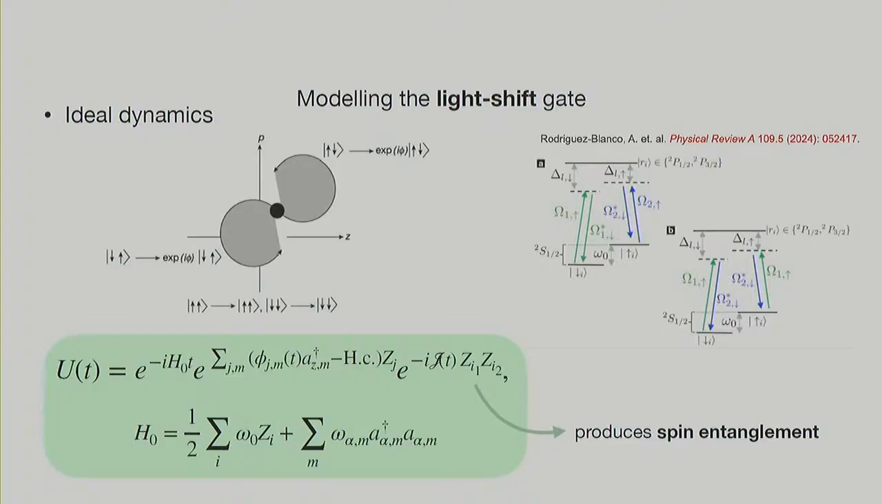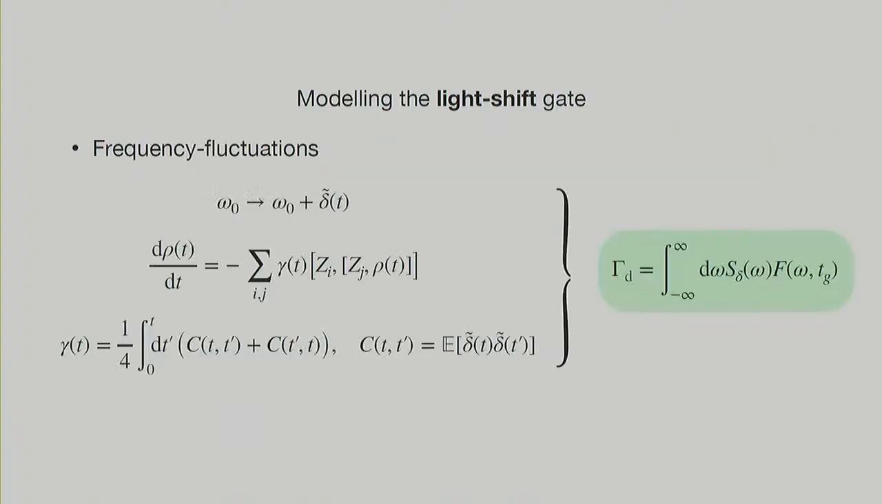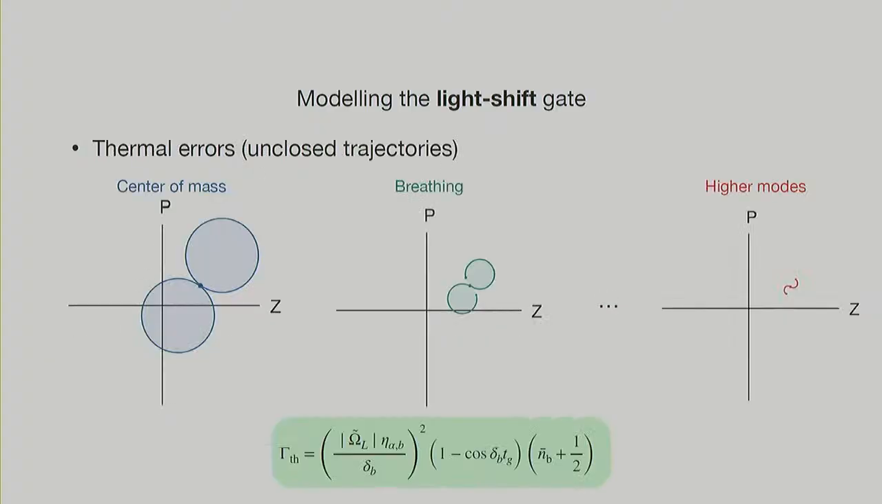This is the ideal gate dynamics, but of course we are modeling noisy gates, so we needed to model also these errors I mentioned. So on one hand, we also modeled frequency fluctuations, as I previously told, because you can have, for instance, magnetic noise in your qubits, which leads to this kind of noise. But the important thing here is the following.